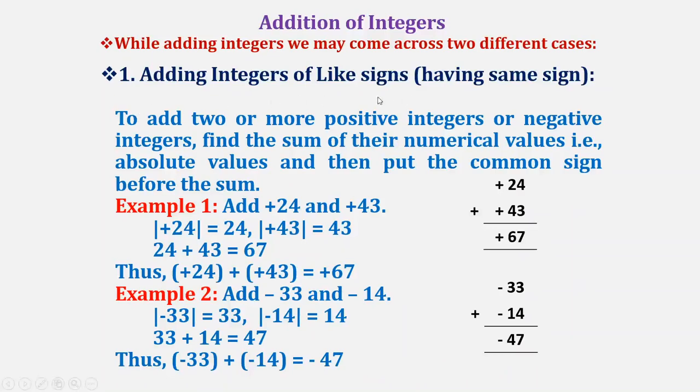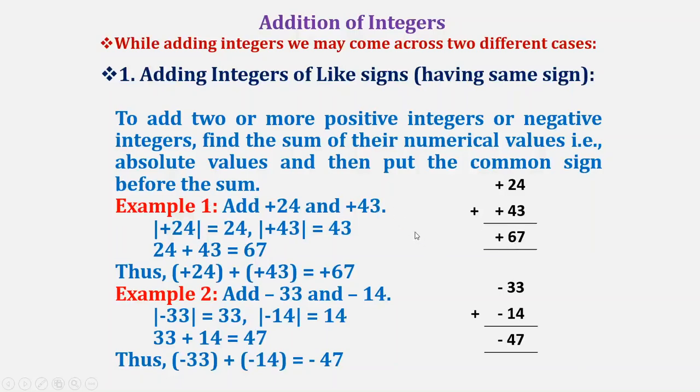What is the meaning of like signs? Having the same sign. Both the integers should have the same sign. Maybe they have a positive sign, or those two numbers may have a negative sign also. If two or more numbers have the same sign, positive or negative, how can we add them? To add two or more positive integers or negative integers, first we have to find the sum of their numerical values, that is, absolute values, and then put the common sign before the sum.